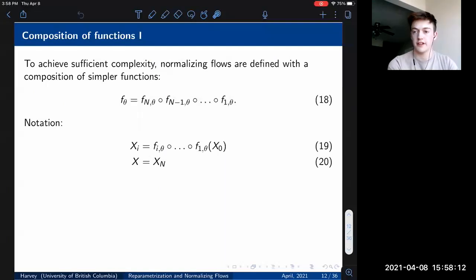We're also going to define some notation for these intermediate variables. We start with an x0, and once we pass x0 to f1 theta, we're going to call that x1, and so on. Once we've passed it through the first i layers, we call it xi. Finally, after passing it through all n layers, we'll call it xn, or equivalently just x. That's the notation we're going to use.